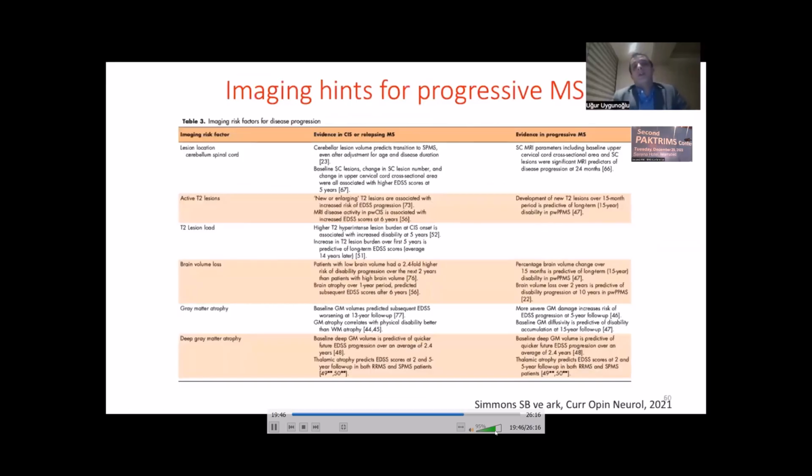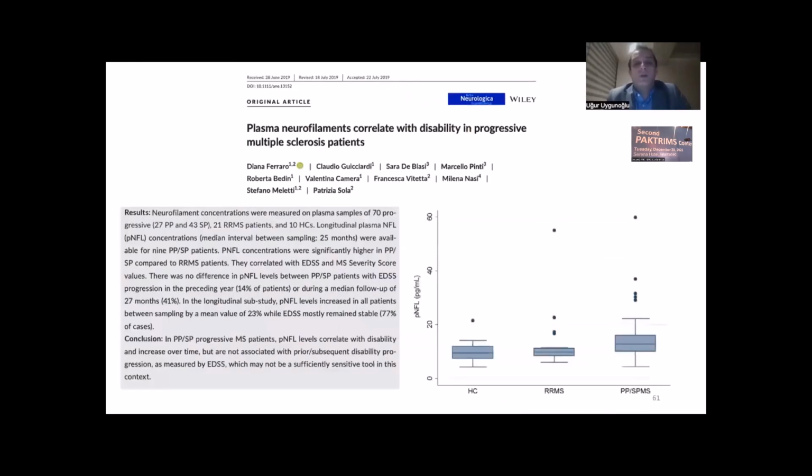So what are the other imaging hints for progressive MS? Lesion location: cerebellar lesion volume predicts transition to secondary progressive MS. Active T2 lesions, new or enlarging T2 lesions, are associated with increased risk of EDSS progression, and development of new T2 lesions over a 15-month period is predictive of long-term disability and brain volume loss. Gray matter atrophy and deep gray matter atrophy are also mentioned in this paper, which might help us to predict whether our patient is turning to the progressive phase or not.